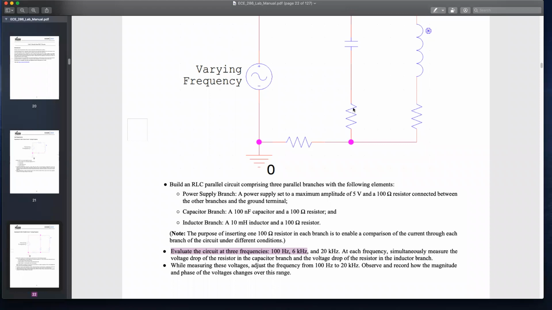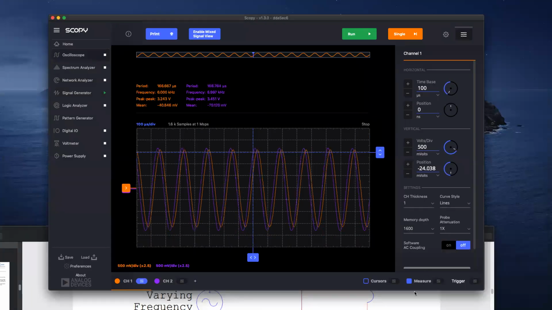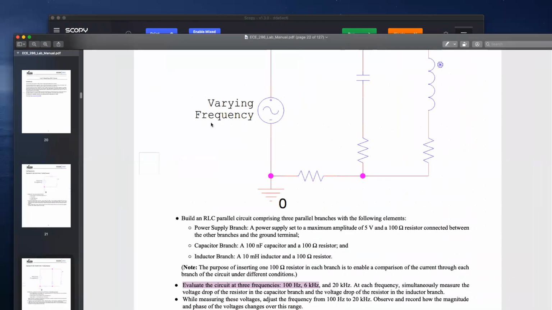And then you have the voltage drops at the top. If you enable your measure right there, you'll get the voltage drop. So you can see there's a slight difference in the voltage, but as you change the frequency, you will see a noticeable difference in the voltages. And that's essentially how you do experiment 2.